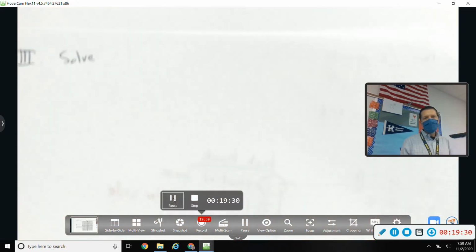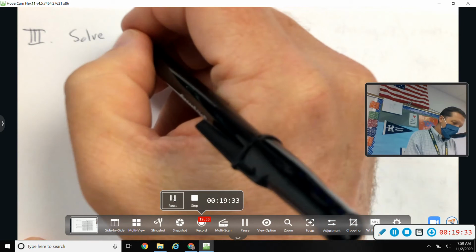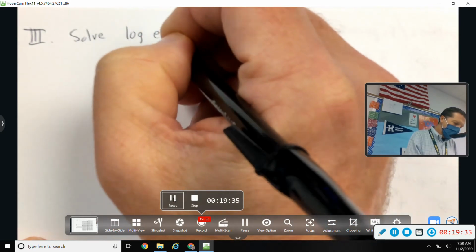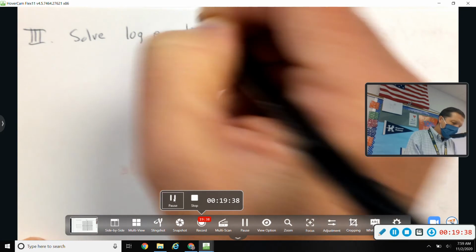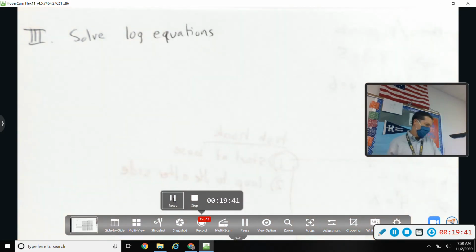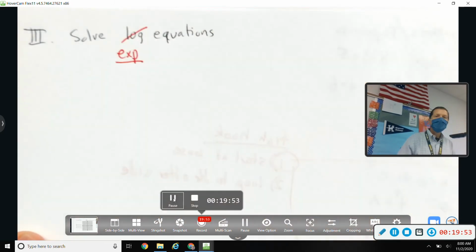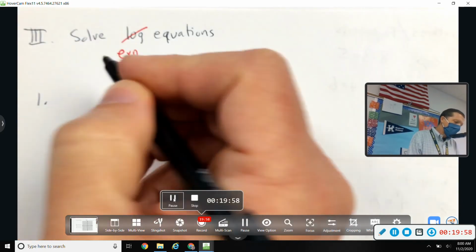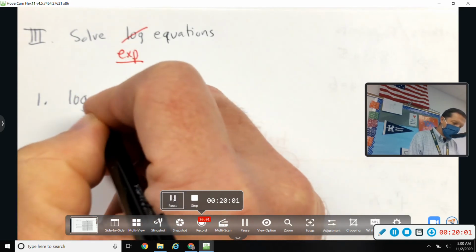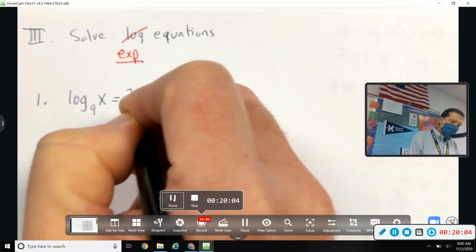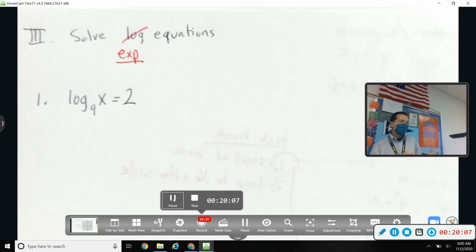Roman numeral 3, and final. Solving log equations. Well, again, we don't really like logs. We know how to fish hook, so we're going to solve exponent equations. Well, I mean, they're going to be log equations, but we're going to change them into exponent equations. It's really the same thing we were just doing, except we've moved the x around. But it's still the fishhook. So do the fishhook, and then figure out what x is.